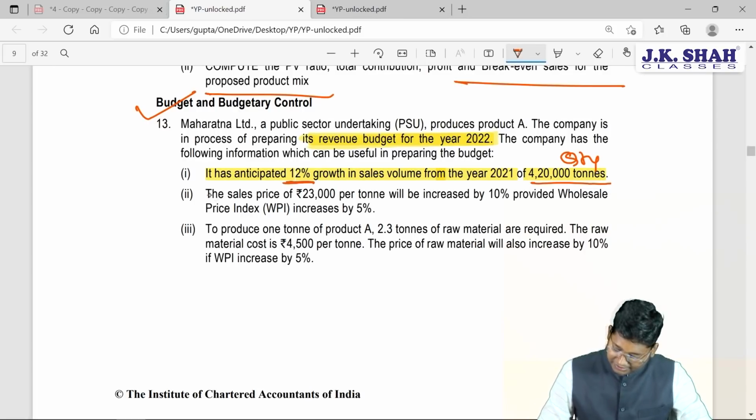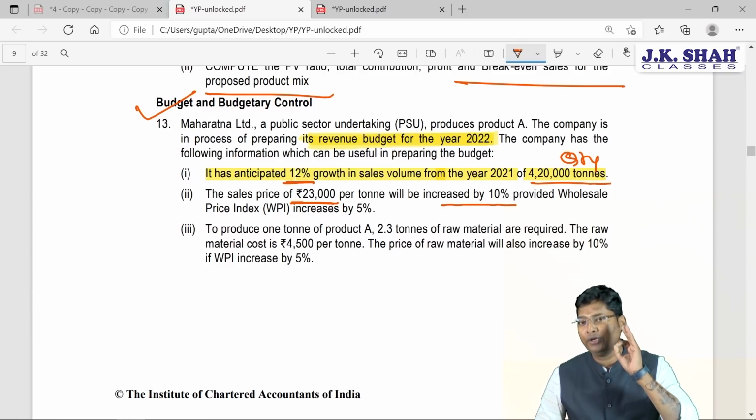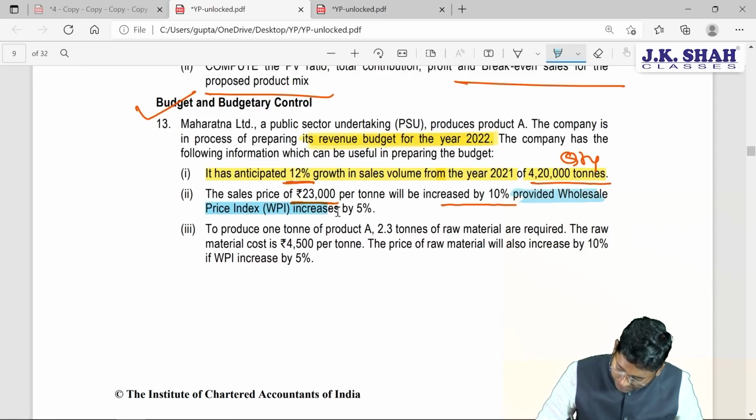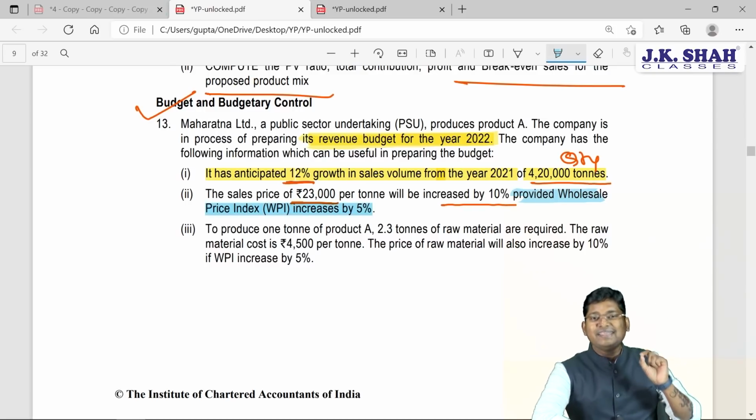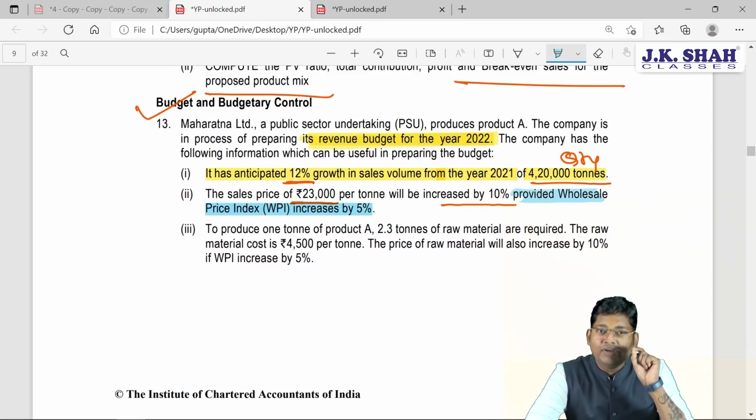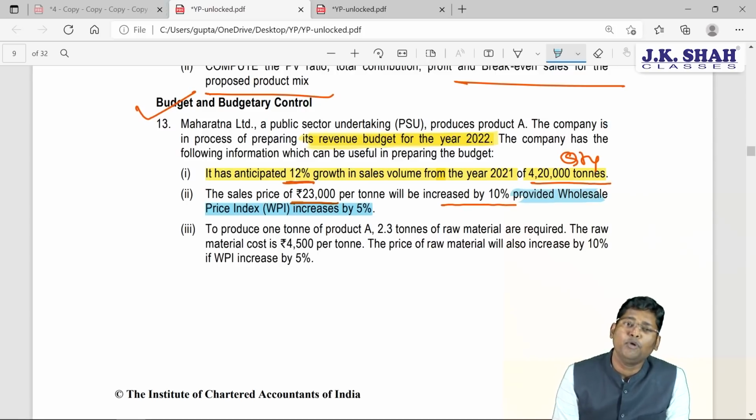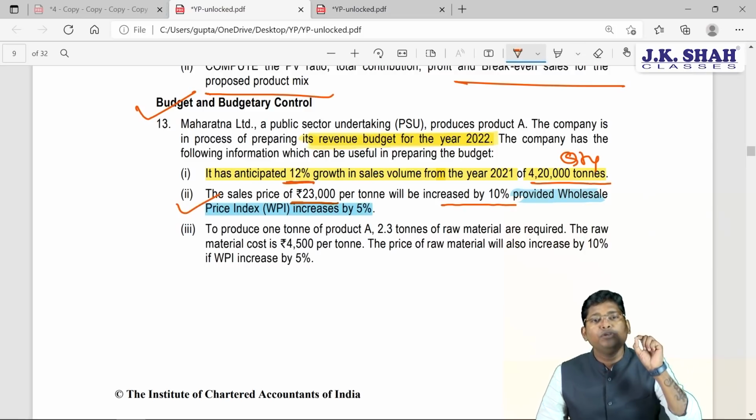Now the next point says that the sale price of 23,000 per ton, this is the present sale price, will be increased by 10%. Your selling price is going to get increased by 10%, but there is a condition, provided, the question says, provided wholesale price index, that is WPI, increases by 5%. It means the selling price per ton will increase only if your WPI increases by 5%. If WPI is not increasing by 5%, then there won't be any change in the selling price. So for implementing this particular change, we need to check whether WPI is increasing or not.